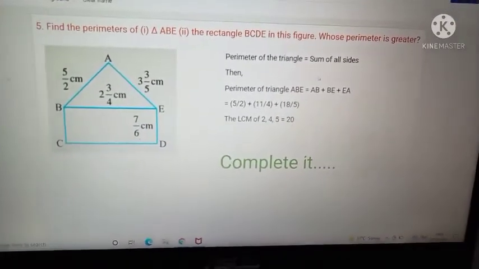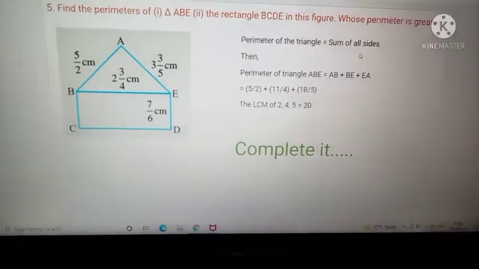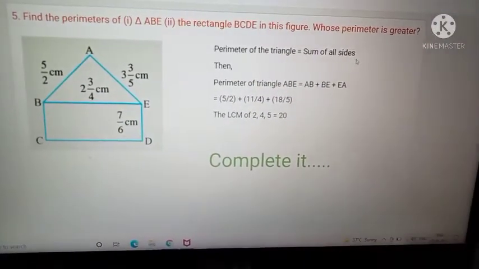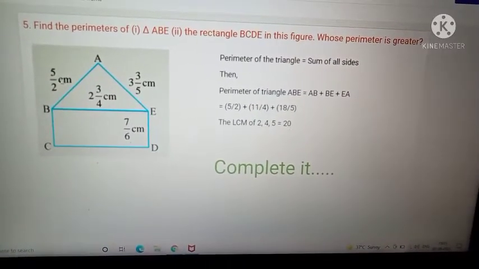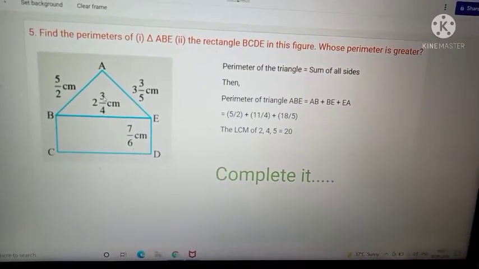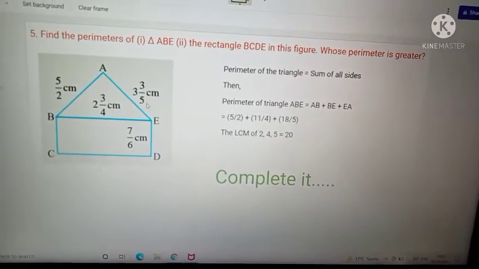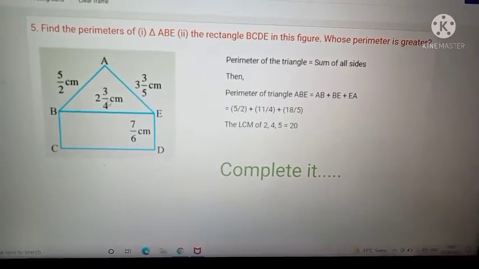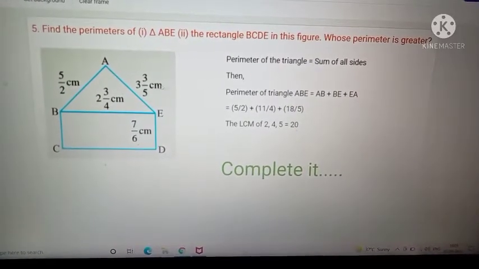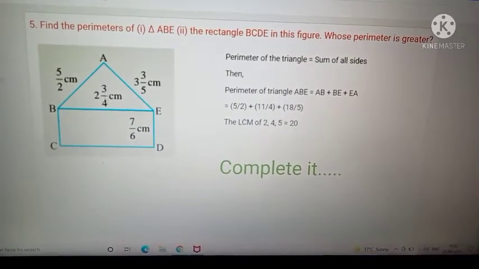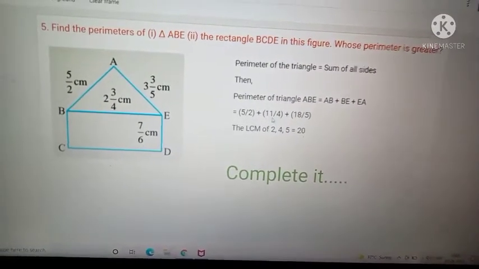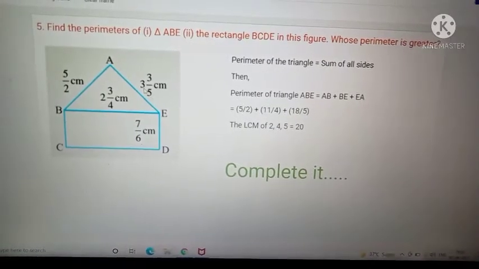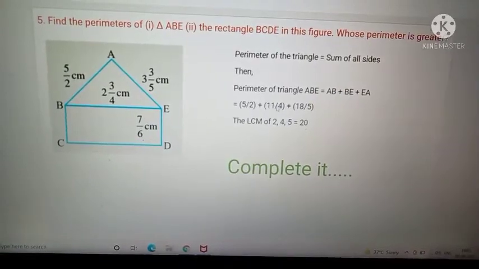How can we find the perimeter of a triangle? Perimeter of a triangle is equal to the sum of all sides. Then the perimeter of this triangle is 5 by 2 plus 2 and 3 by 4 plus 3 and 3 by 5. Here we are going to change these mixed fractions into improper fractions. 2 and 3 by 4 means 11 by 4. 3 and 3 by 5 is 15 plus 3, 18, so 18 by 5.